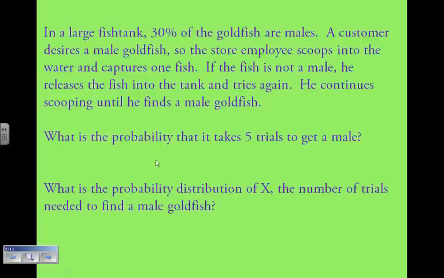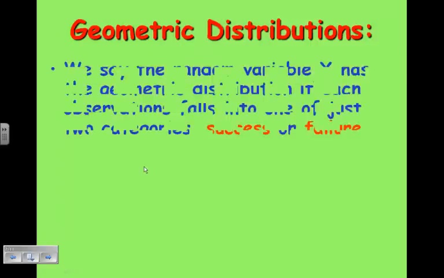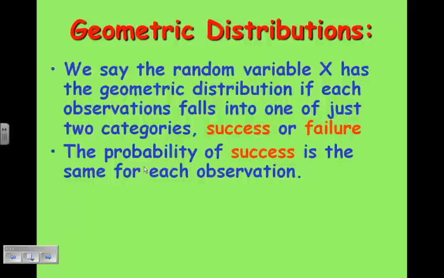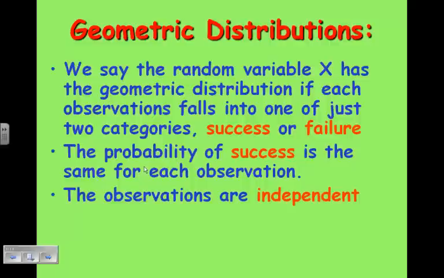Alright, so here's a couple of things you're going to want to write down about geometric distributions. We say that the random variable x has a geometric distribution if each observation falls into one of just 2 categories, either success or failure. This is exactly like binomials, right? They either succeed or they fail, no other options. Also, the probability of success is the same for each observation. It can't change from time to time. The observations have to be independent. One can't affect the other.